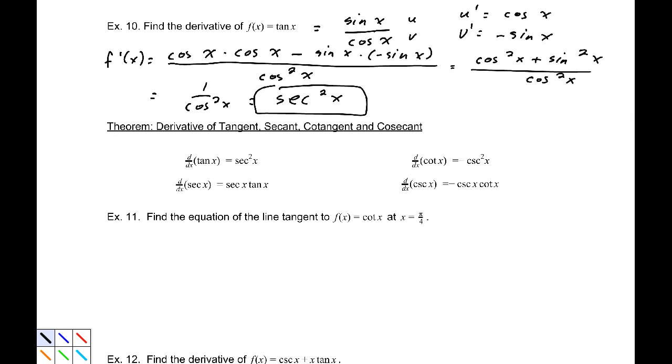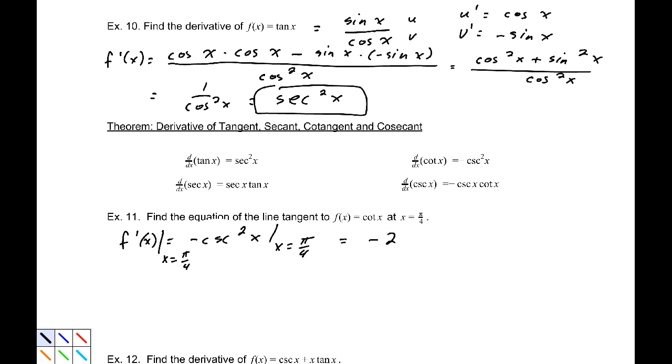Example 11 says find the equation of the line tangent to f of x equals cotangent x at x equals pi fourths. Now if you notice, we have actually the derivative of cotangent listed. So we want to find the slope at the point, let's leave that as x first, of cotangent x. Well, the derivative of cotangent is minus cosecant squared x. Now, evaluating that at pi over 4, we actually get minus 2.